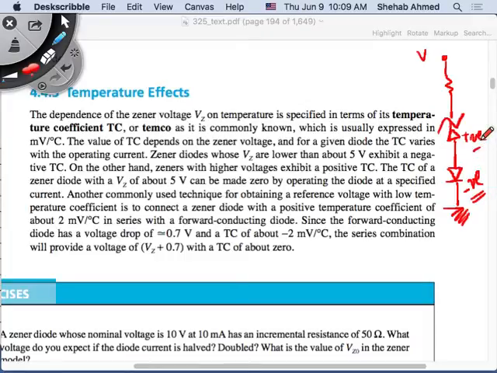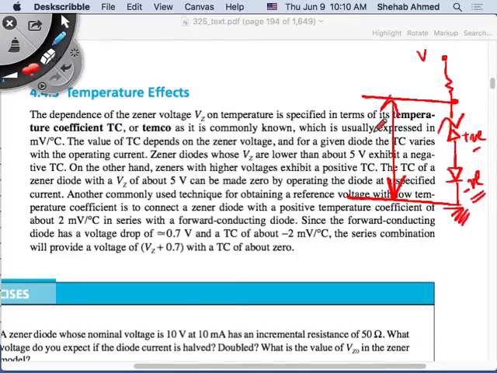You can find a diode that has a negative temperature coefficient equal to the positive temperature coefficient of the Zener diode. So one changes by plus 2 millivolts per degree Celsius, and the other changes by minus 2 millivolts per degree Celsius. And that way you can create a regulated voltage here that is independent of temperature. You can create a regulator like this. This is a temperature independent regulator.